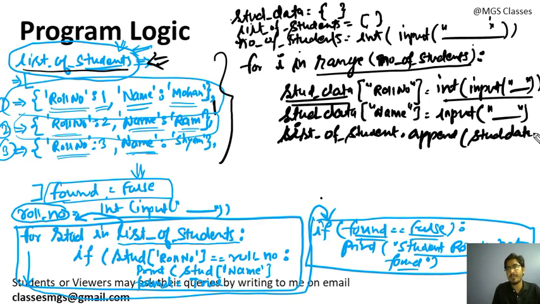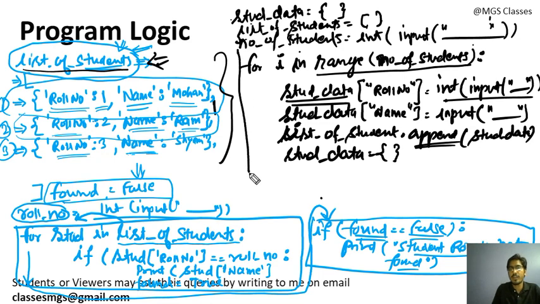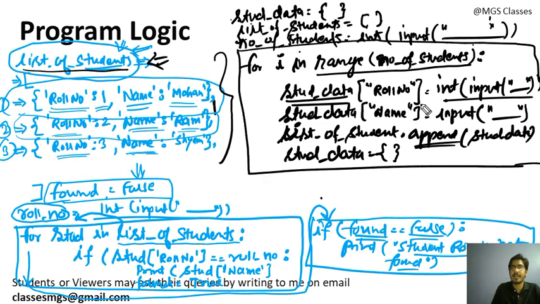For each student we are preparing a dictionary, and then again I will blank this dictionary, so that next time for the next student I can insert another roll number and name and append this into the list. So how many times will this for loop execute? Let's suppose the user has entered the number of students as 2. So range 2 will return the list 0, 1. So it will execute 2 times.